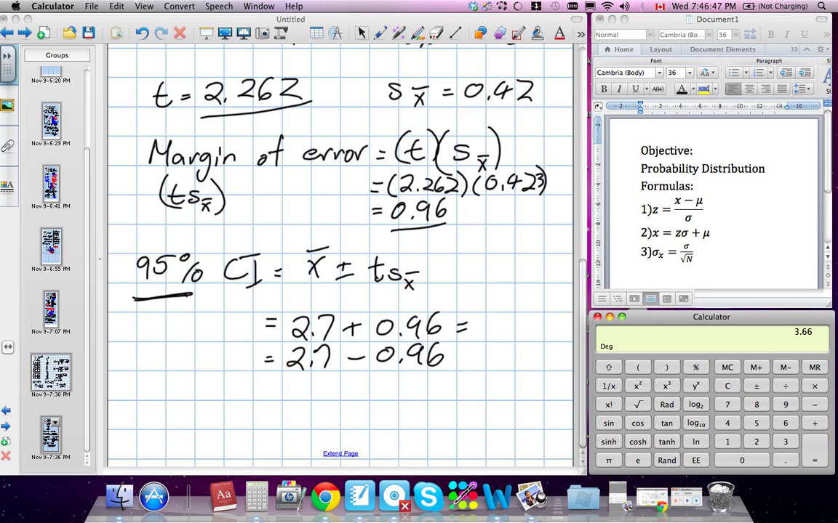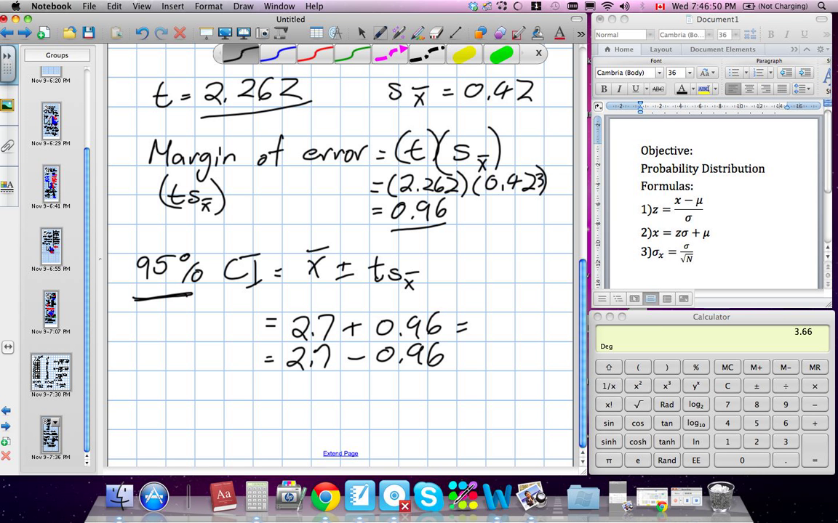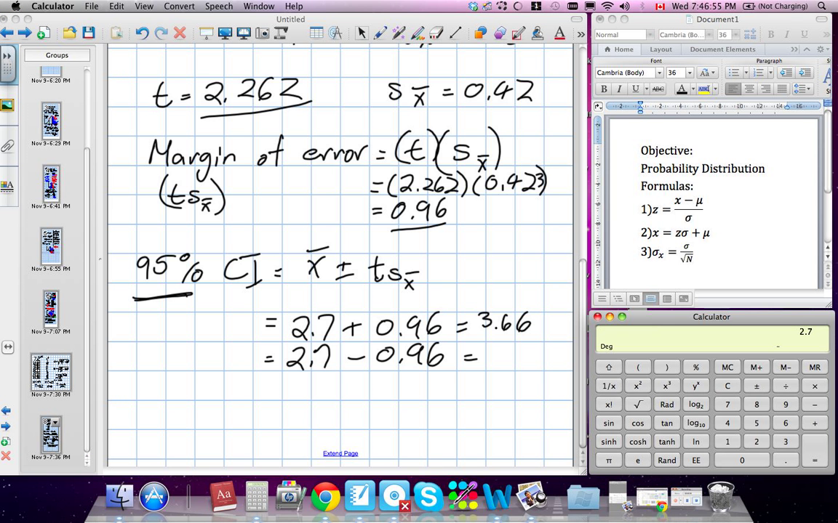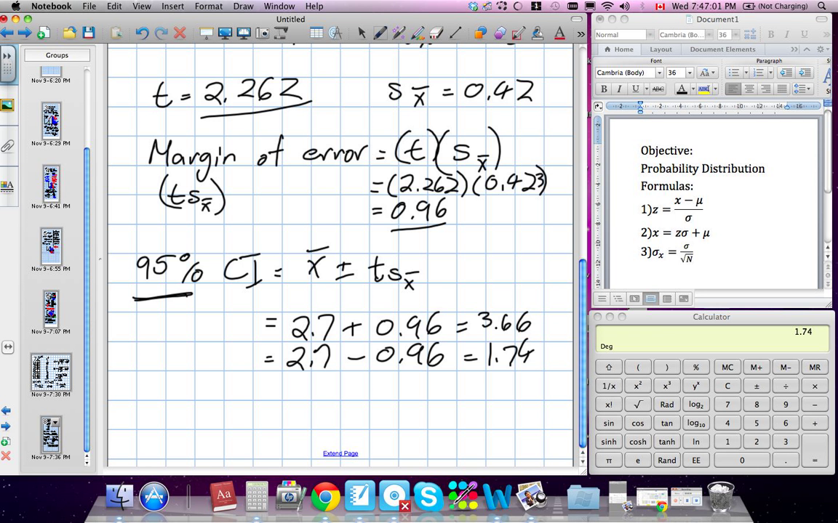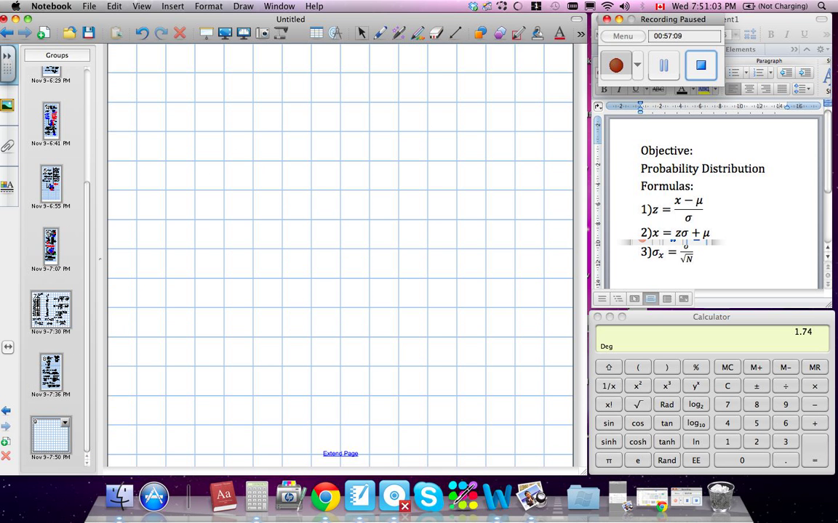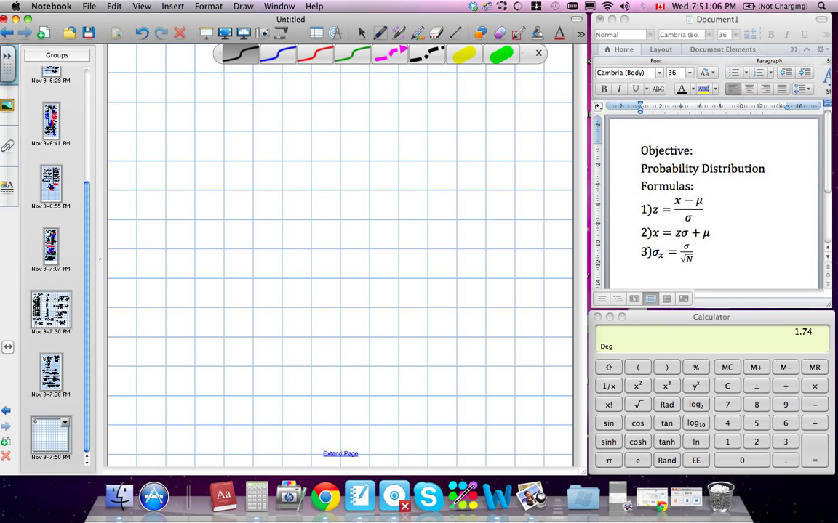So we know with 95% confidence, 2.7 plus 0.96 is 3.66, and 2.7 subtract 0.96 is 1.74. So we know with 95% confidence that the average cooperation rate for kindergartners is somewhere between 3.66 and 1.74.